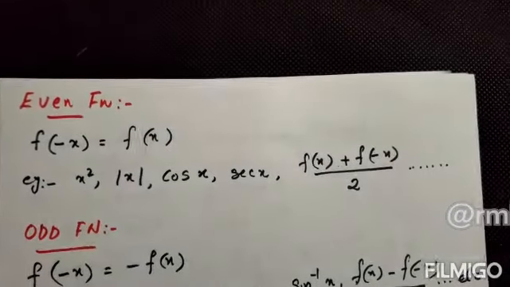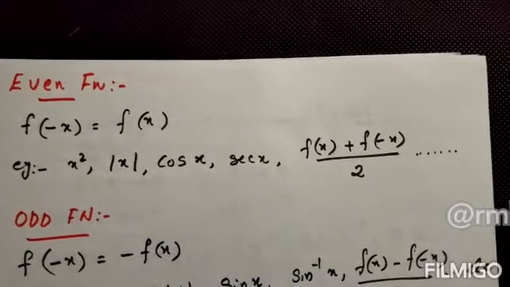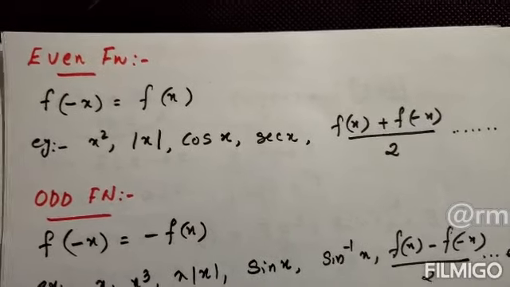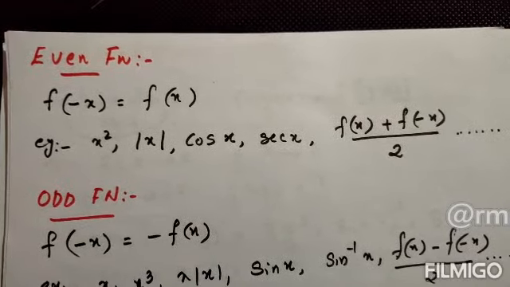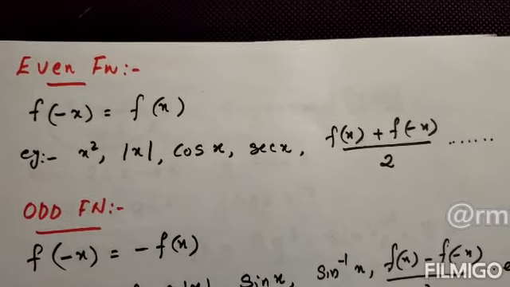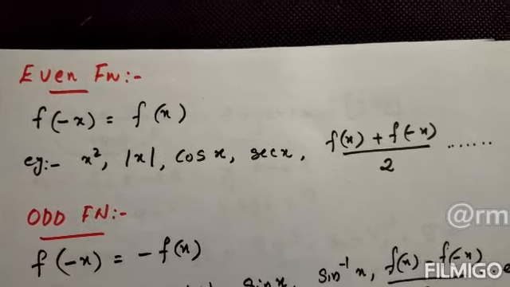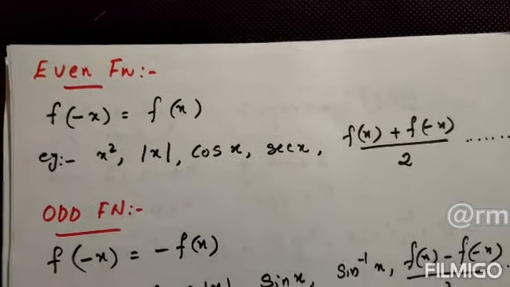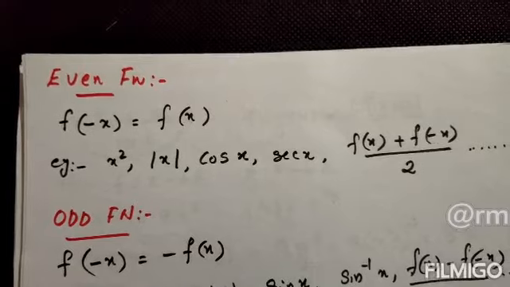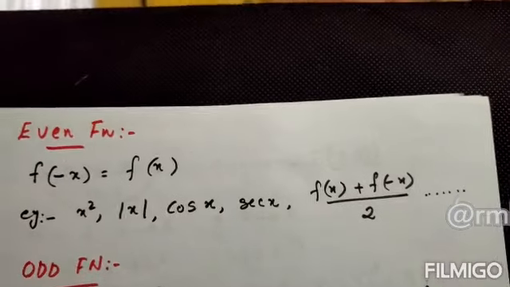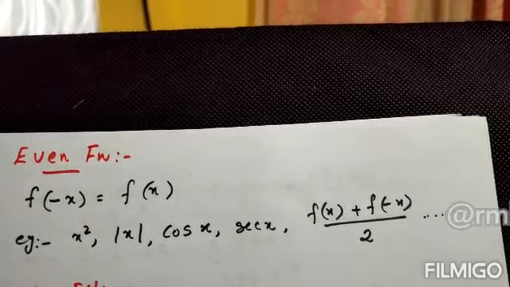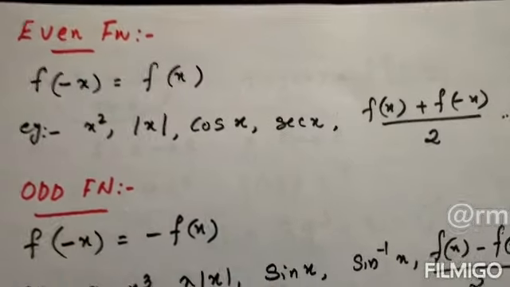Next is the even function. f of minus x is equal to f of x. In a function, if we replace x by minus x and again get f of x, that is an even function. Like x square: putting minus x, the whole square is only x square. Modulus of minus x is modulus x. Cos minus x is cos x. All these functions are even functions. A very important point is that f of x plus f of minus x by 2 is an even function.